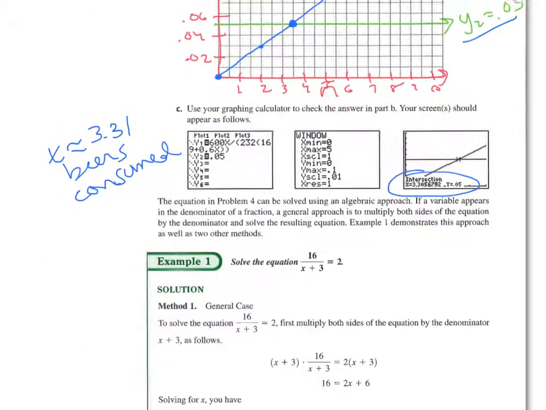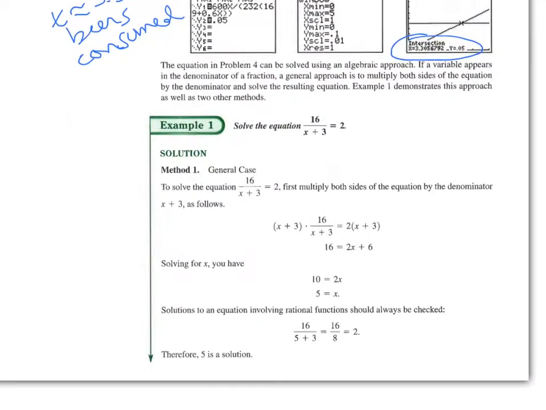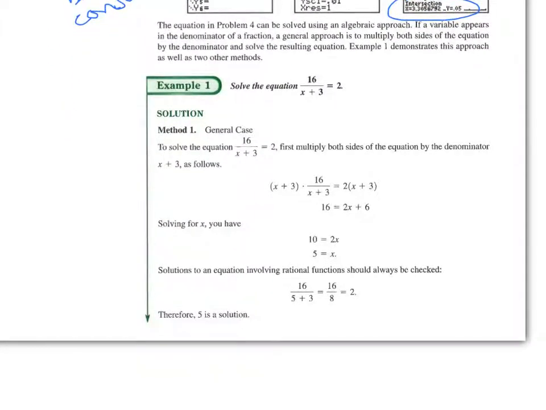So our goal really now, though, is to be able to do this algebraically. So we're starting with a little bit simpler examples. Okay, we've got this: solve the equation 16 over x plus 3 equals 2. So they're stepping us through the process. I'm going to let you go through that process on that one, and I'm going to step you through one where I can show my work on the next slide.